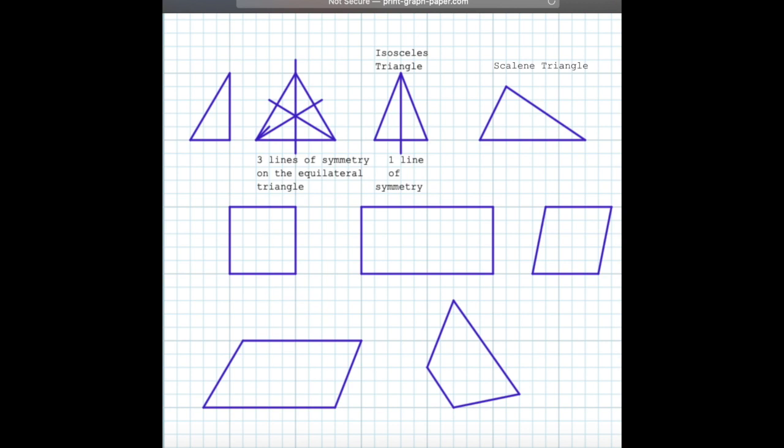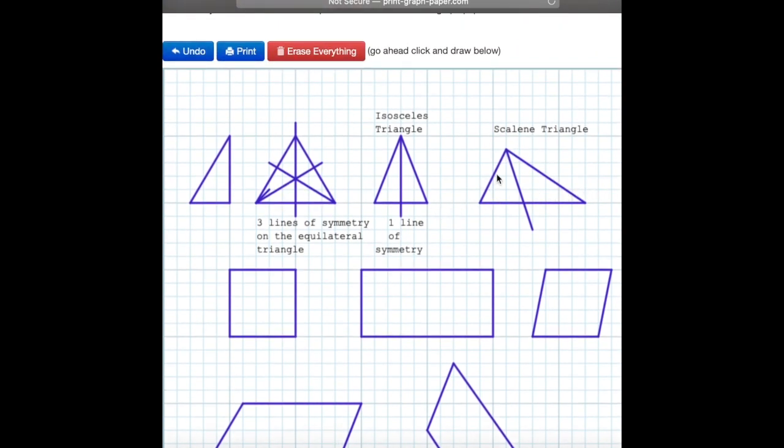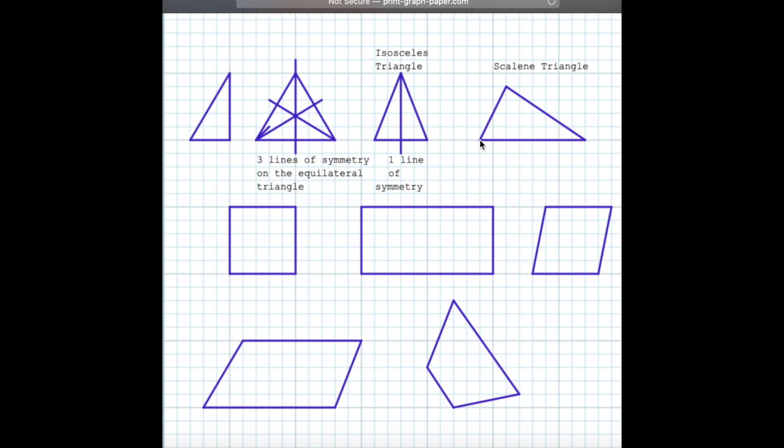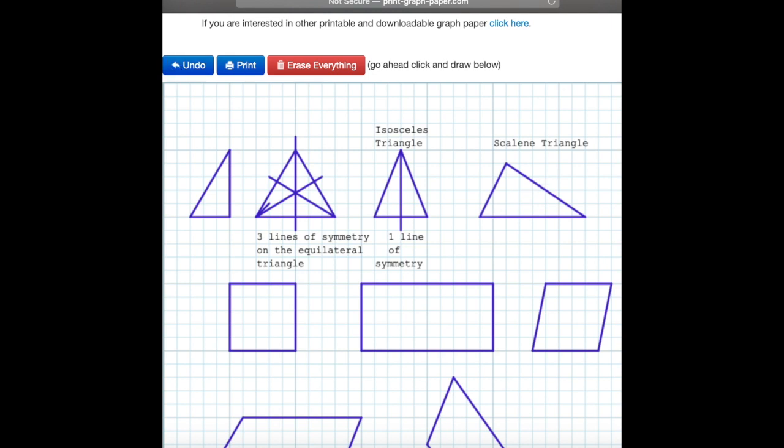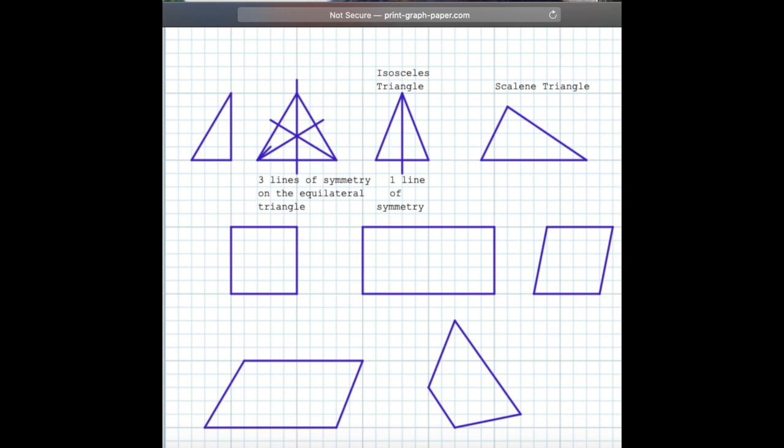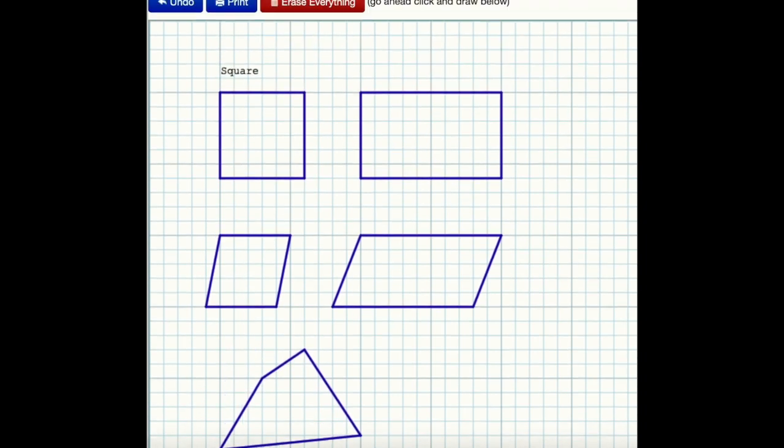So now we're going to see how many lines of symmetry. So let's try this. I don't know. Look at that. That side is longer than this side. So we know that if we folded that over, it's definitely not going to work. Okay, what about if we folded it like this? No, that's going to come over here. Nope, that doesn't work either. So now we know that for a scalene triangle, there are 0 lines of symmetry.